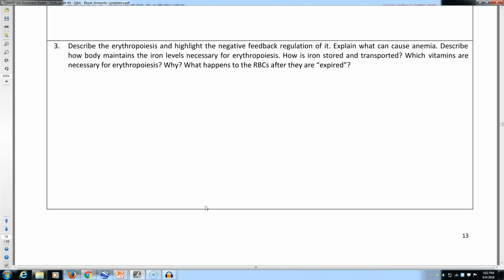That makes sense? When I say how body maintains the iron levels necessary for erythropoiesis, screw that. I mean, we eat it, okay? That's it. We eat it. Stored and transported. I told you I'm not going to ask about hemosiderin, transferrin, and ferritin, so you don't have to focus on this. Okay? Vitamins necessary for erythropoiesis. Let's just cut it out.